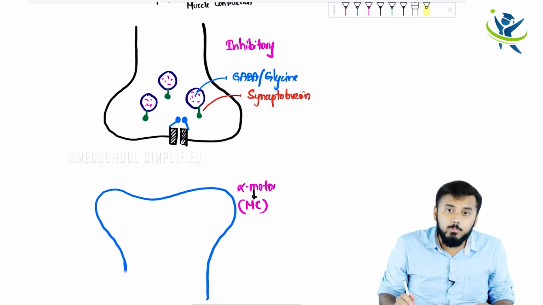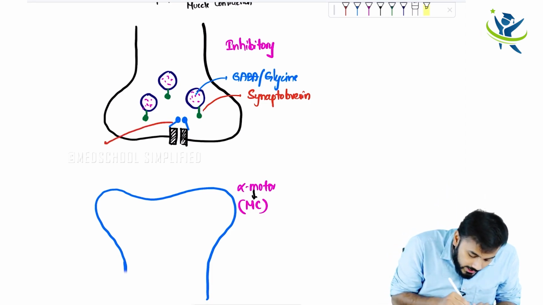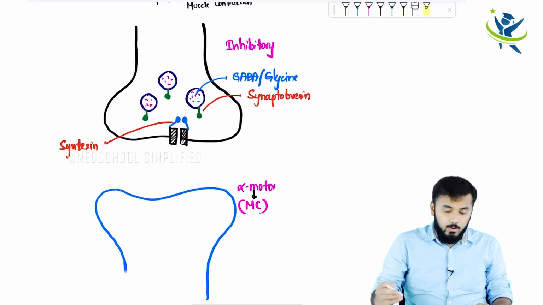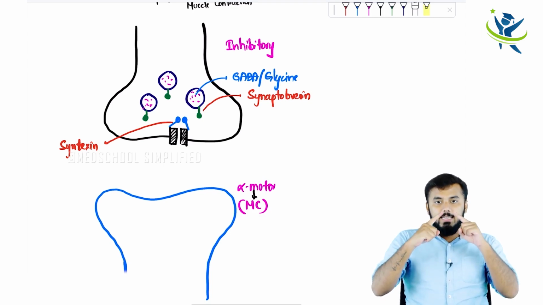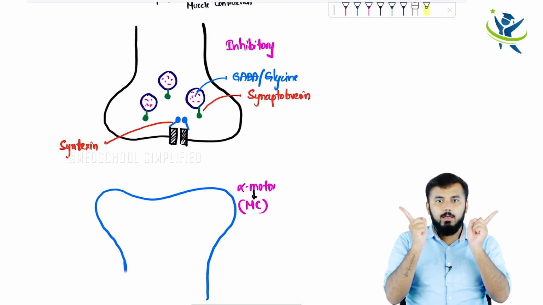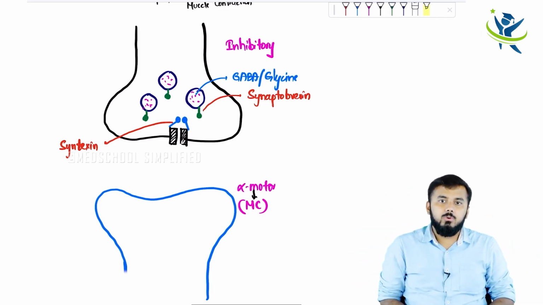This protein is called synaptobrevin, which is attached to the vesicle. Now, this blue colored thing is called syntaxin, which is attached to the ion gated channels. Only when the syntaxin molecules open up will the vesicle fit inside and then release its neurotransmitter.